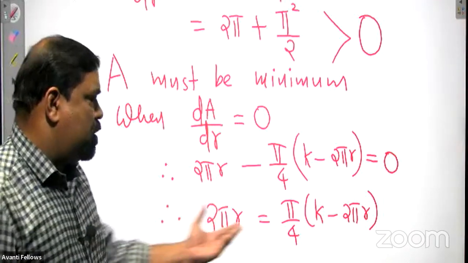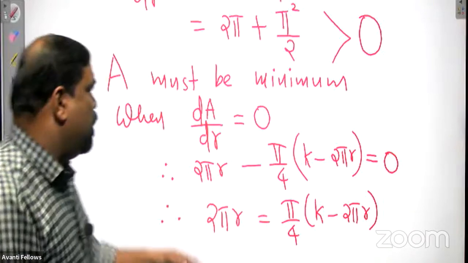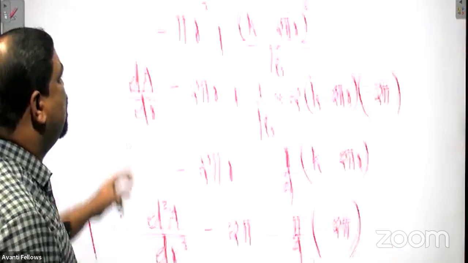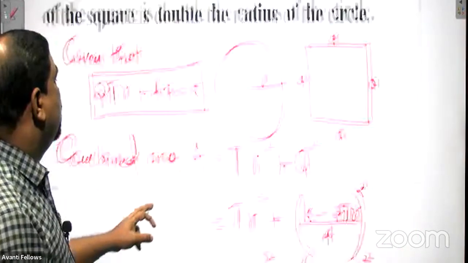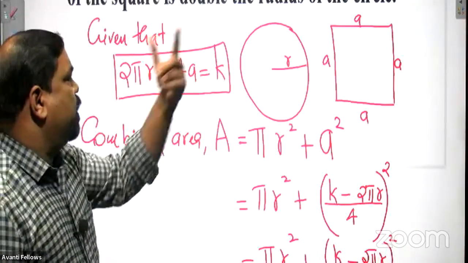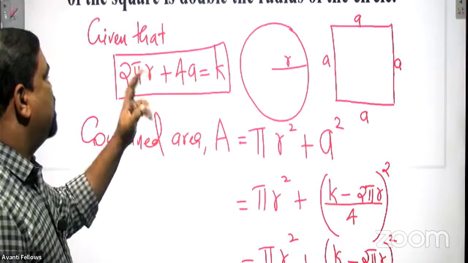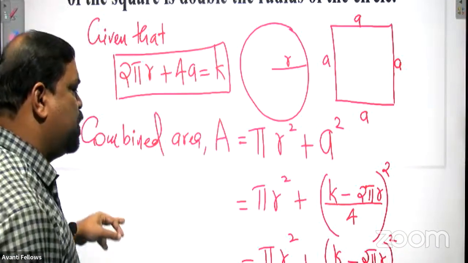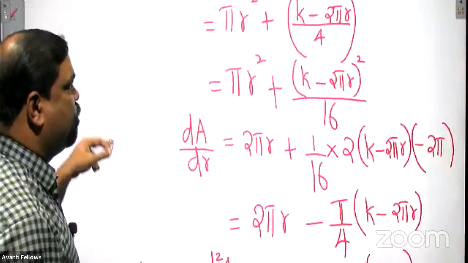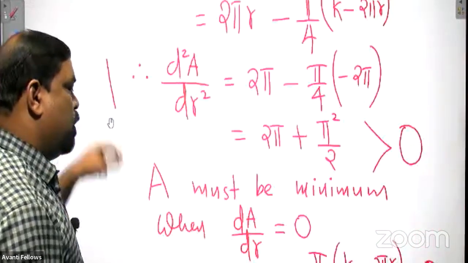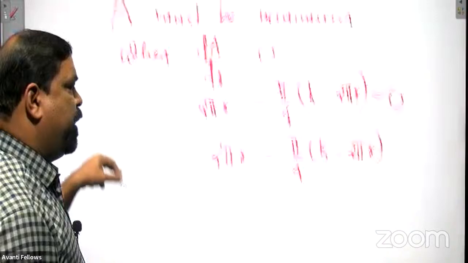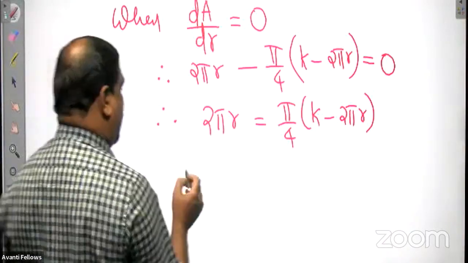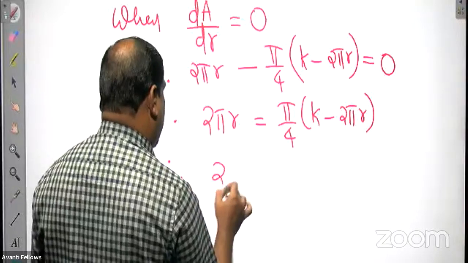Okay, some simplification you can do very easily if you go to the first equation. If you apply the first condition, what is given? 2 pi r plus 4a is k. So what is k minus 2 pi r? K minus 2 pi r is 4a. So in place of k minus 2 pi r, we can write 4a, from the first equation.